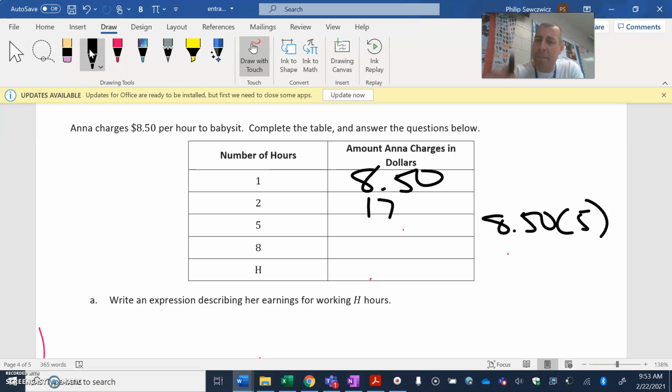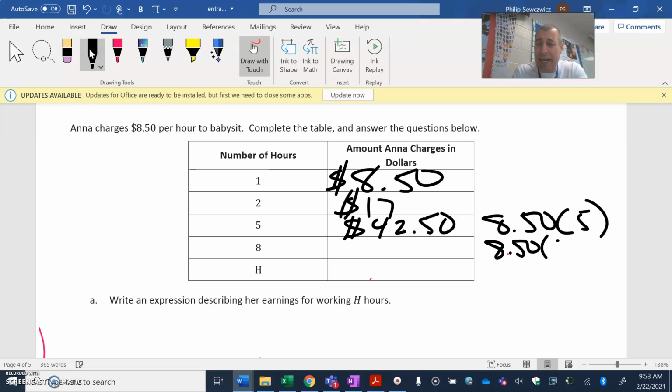Now, remember, we are talking money here. So one, I should have dollar signs. And we're not going to say $42.5. Remember, that is $42.50. We're talking money. I need two placeholders there. So, okay, $8.50 then times the 8 hours.